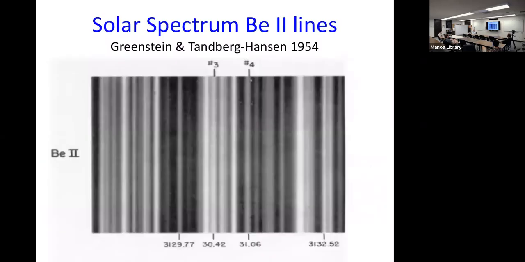So this is a spectrum, a good old-fashioned photographic spectrum of the sun. This is work done by Greenstein and Tanbrecht Hansen, 1954. You can see, I hope, the 2 lines there that are labeled 3 and 4. Those are beryllium, actual beryllium lines. And to the left, sort of all by itself there, 3129, is a line of ionized vanadium.